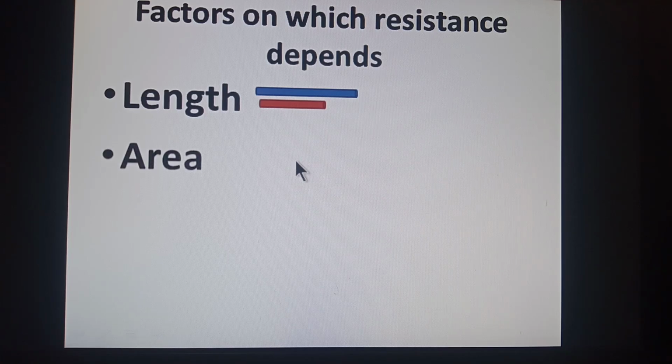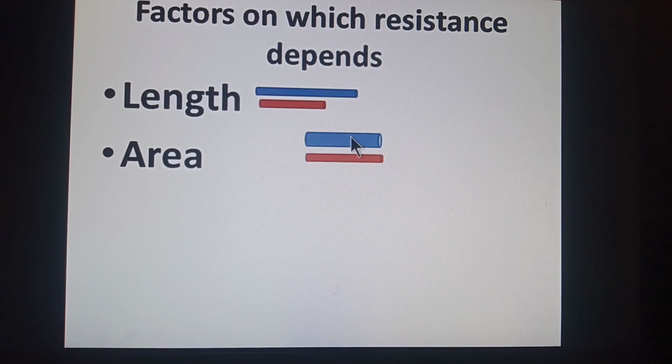Number 2, the second factor on which the resistance depends is the cross-sectional area of the conductor. If we have two wires of same material having same length but different cross-sectional areas, a thick wire has less resistance. Charges can pass easily through a thick wire than a thin wire. So the more the area of the cross-section, the less will be the resistance, and a thin wire has higher resistance.